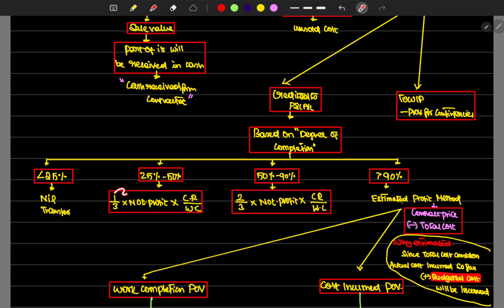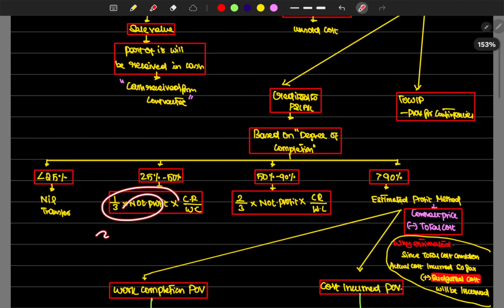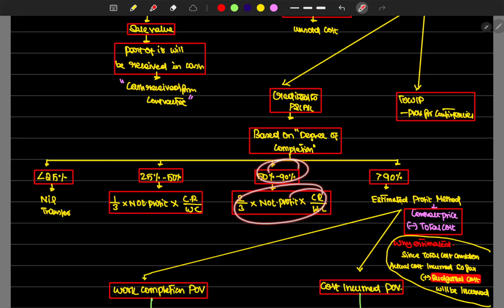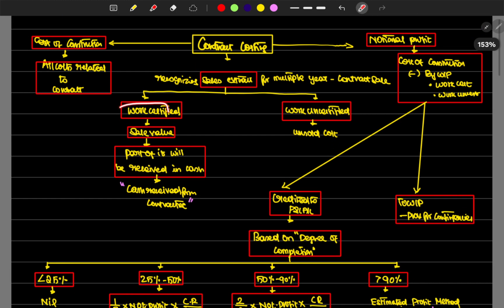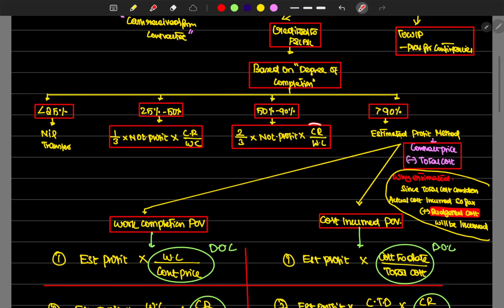Okay, so we are only considering the 1/3 of notional profit. If it is 50% to 90%, 2/3 of notional profit, considering the cash received portion. Cash received portion means work certified. Out of how much we have received, we have seen your work certified, only 80% of the amount will be actually given by the CMRL. So we are considering the cash received portion also.